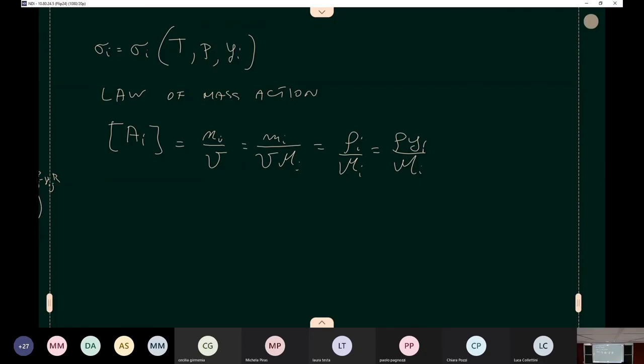Of course, we can also consider here that this is X, that is n over V, or we can also exploit here the fact that we have Y over M for the species, as is also in this case, it can be also written as rho over the molar mass by Xi. So this is the molar concentration of the species.